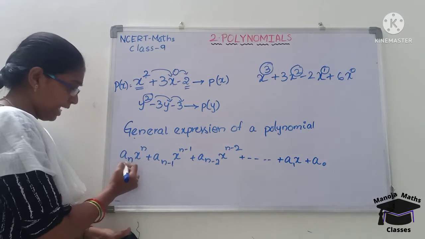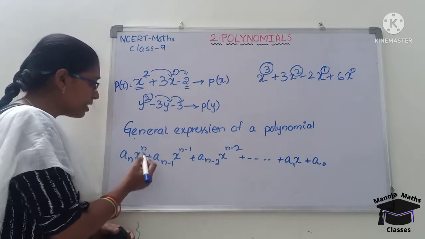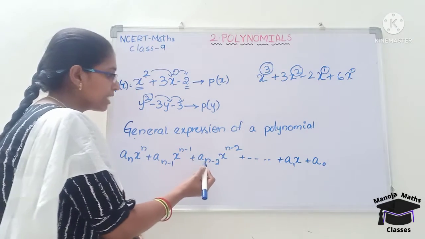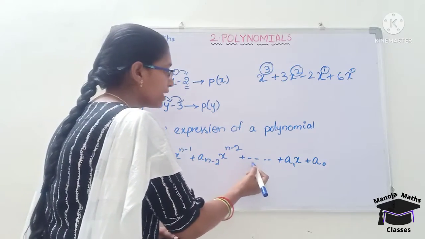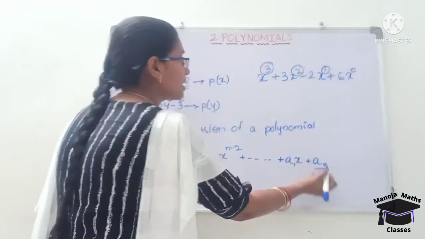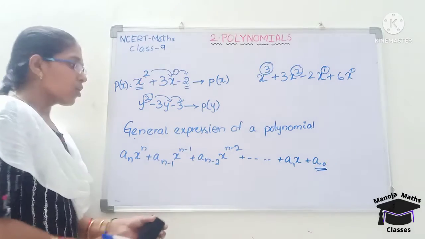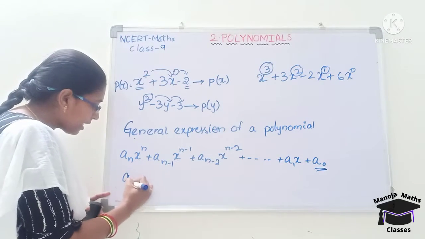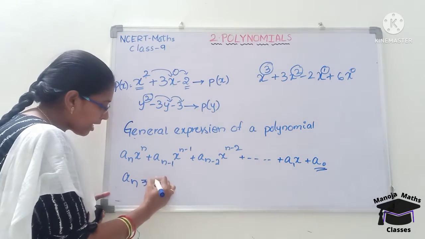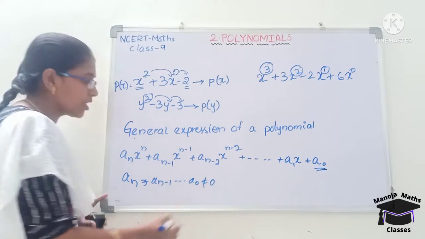So in x power n, the a_n, a_(n minus 1) are just some constants, some numbers. So a_n into x power n plus a_(n minus 1) into x power (n minus 1), a_(n minus 2) into x power (n minus 2) and so on, a_1 x plus a_0. a_0 is the constant. Okay children, here 2 is a constant, right? So a_0 is the constant. And a_n is not equal to 0.